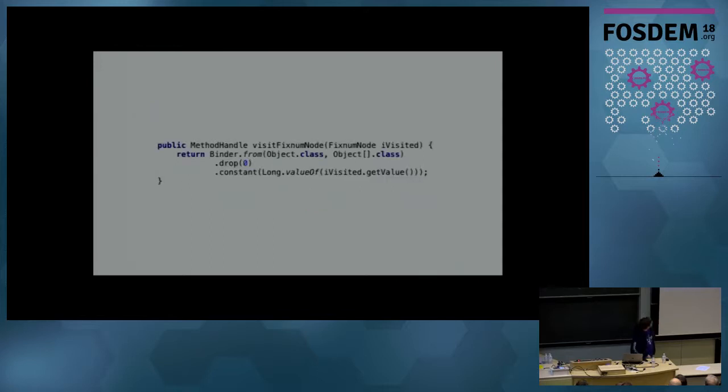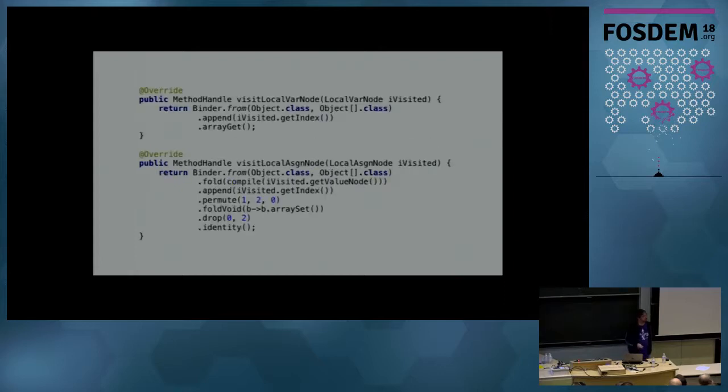Let's look at something else. We've got fixnum here. So here is our fixnum, which is in Ruby just a long, essentially. And I'm using boxed longs for this example just to make it simpler. But again, we don't care about the state for the script. So we drop that, and we return a constant. What about local variables? So I said that we've got our state array. That's basically holding all of our local variables. So to get a local variable out of our script state, we just provide the index and do an array get. Similarly down here, we have our state for the script. We're going to do a little bit more complicated logic because the set into an array doesn't return a value.